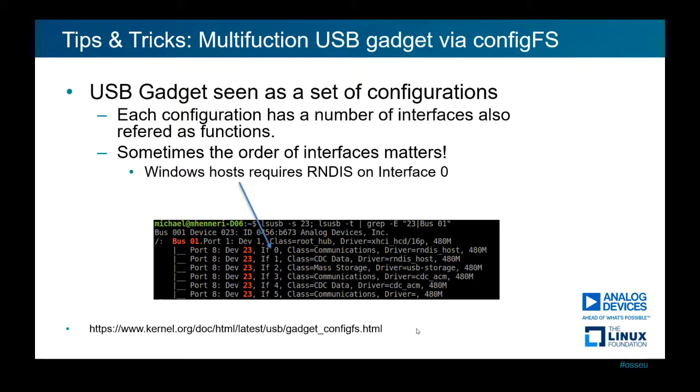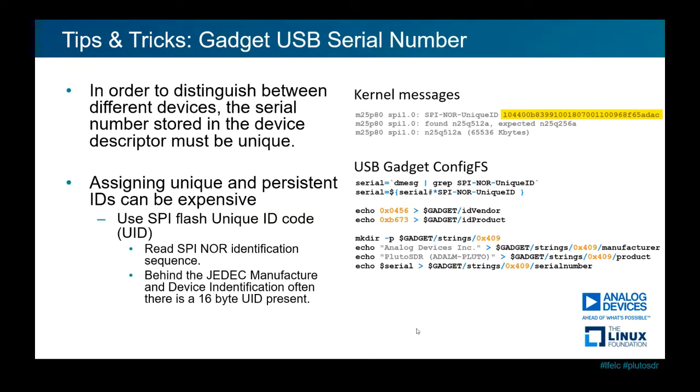For example, Windows requires that RNDIS is always on interface 0. If it's not on interface 0, really strange things happen, and it all doesn't make any sense. This being said, it's just a heads up if you compose your own multifunction USB gadget. Some other tips and tricks around gadgets are here.